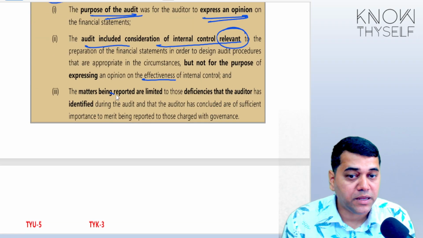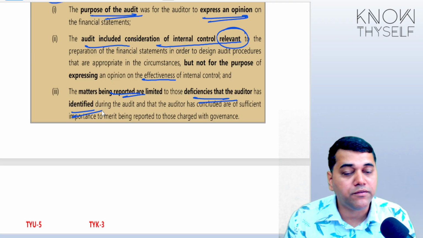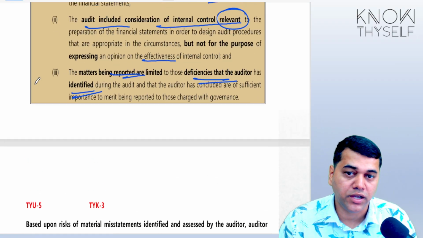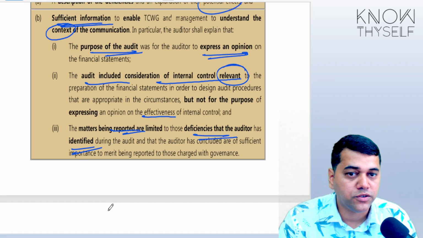The matters which are reported are limited to the deficiencies which we have identified. Everything we have not figured out. So this is the communication you may have to have. Okay, so there are two questions we will see. I hope, students, it's very clear.